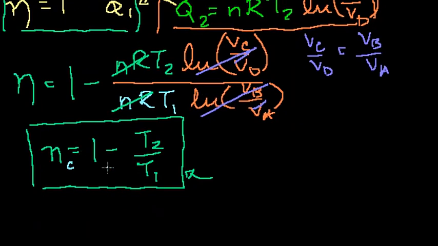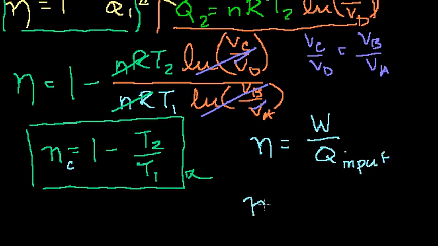And let me be very clear. This is the efficiency that can only be attained by a Carnot engine. The other definitions of efficiency, so when I just defined efficiency as the work performed divided by the heat input, or when I defined it as the net heat in, Q1 minus Q2 over Q1, this applies to all heat engines. This is true for all heat engines, including the Carnot engines.